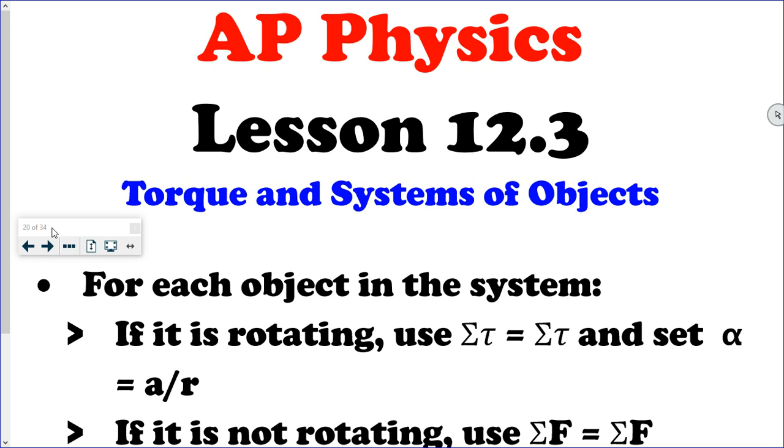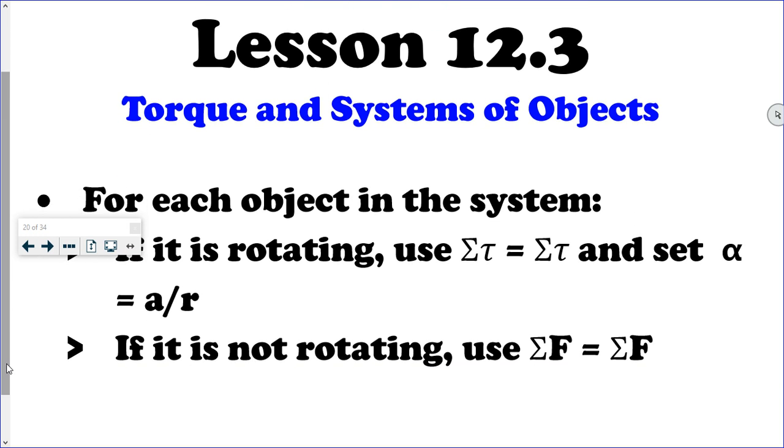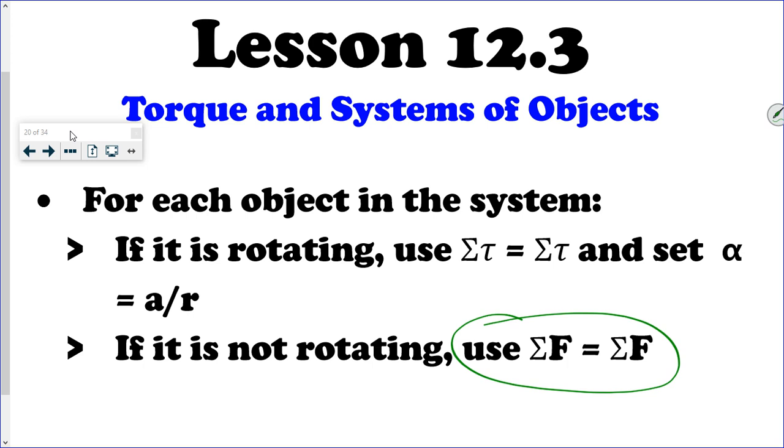You're still going to treat the objects that are not rotating, just the objects moving linearly, the same way we always do, by using net force equals net force. But there's an extra bit of complication if you've got an object in the system that's rotating. You've got to use net torque equals net torque, and what connects everything is the fact that we can always write an expression that connects the angular acceleration of the rotating thing to the linear acceleration of the non-rotating thing by using one of our jumper equations. So that's kind of the deal there.